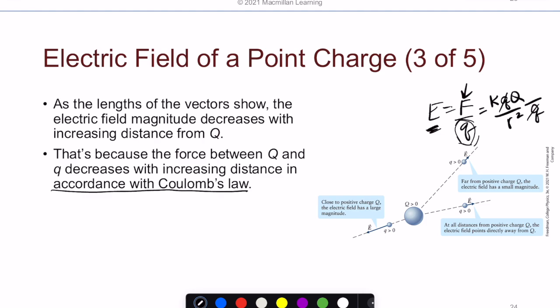Well, the electric field should do the exact same thing because the relationship between electric field and force is only off by a Q, which is a scalar quantity. It's just a number, a value. So the functionality of E and F are identical. They're only off by a factor of Q.